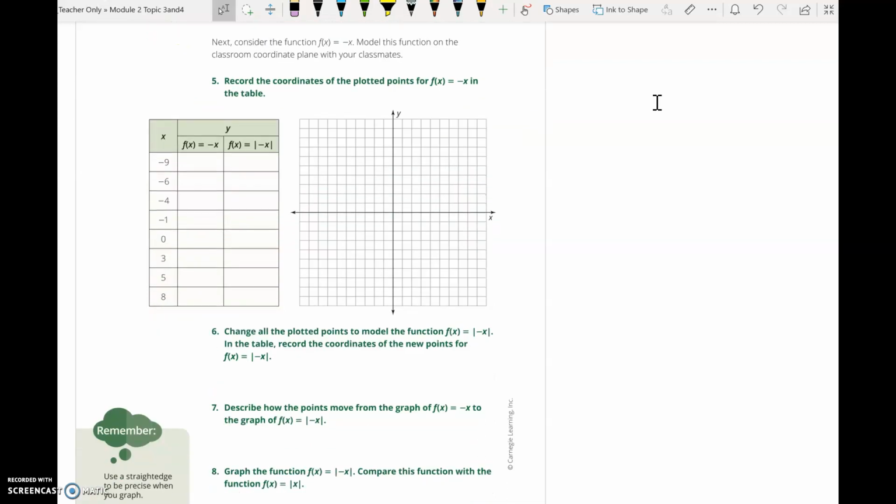Well, what happens if I do a -x? So this is going to be a line with a negative slope. So I am going to essentially make all my negatives positive and all my positives negative. And you'll notice this is a decreasing line. Still going to have a slope of 1. It's just going to be a slope of -1.